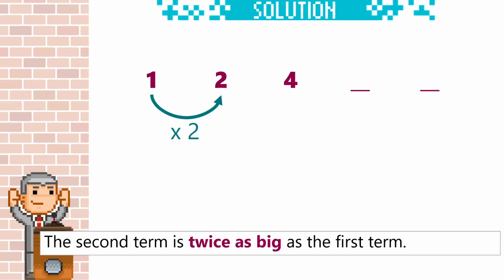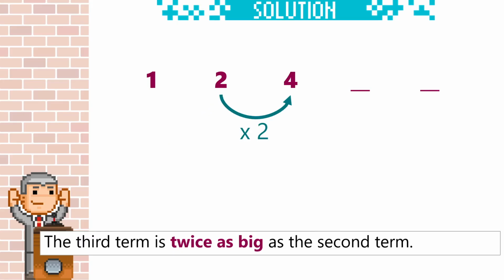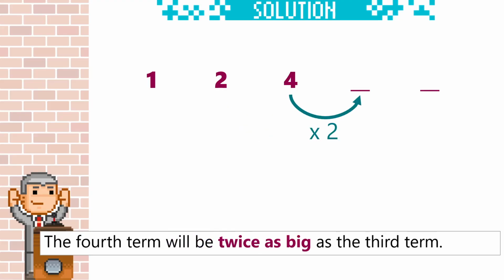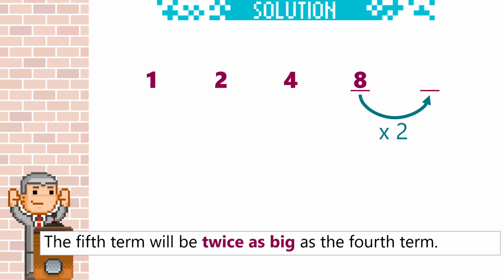The second term is twice as big as the first term. 1 times 2 is 2. The third term is twice as big as the second term. 2 times 2 is 4. So let's carry that on. 4 times 2 is 8. 8 times 2 is 16.